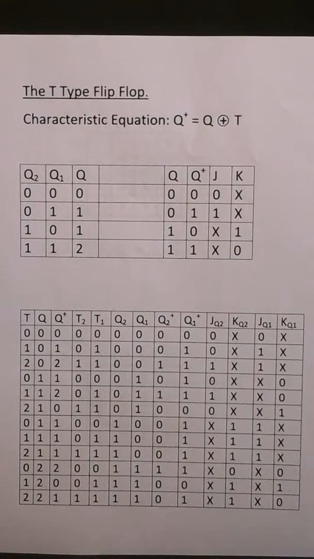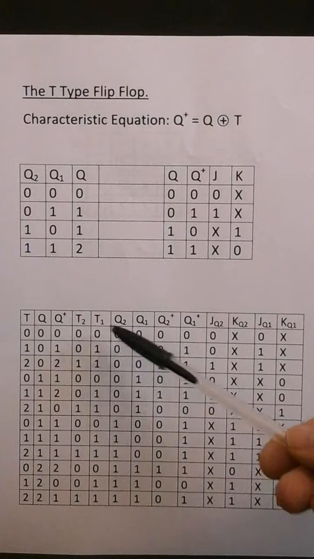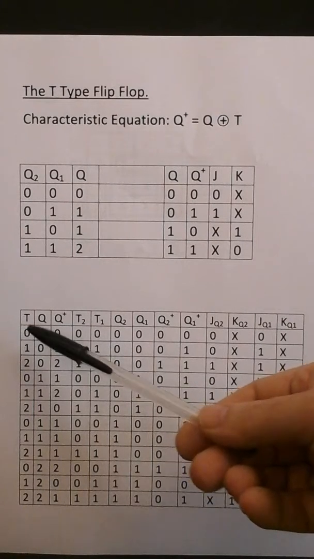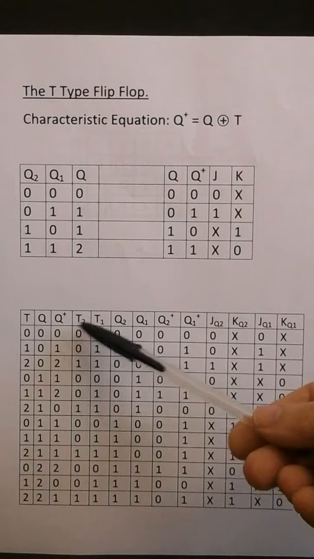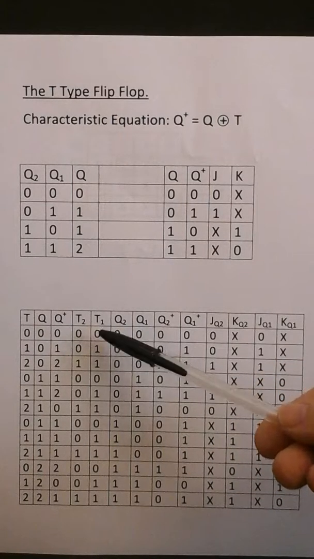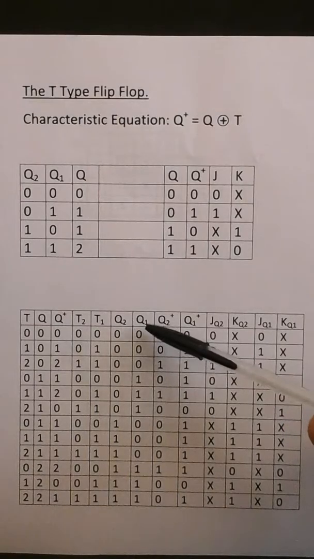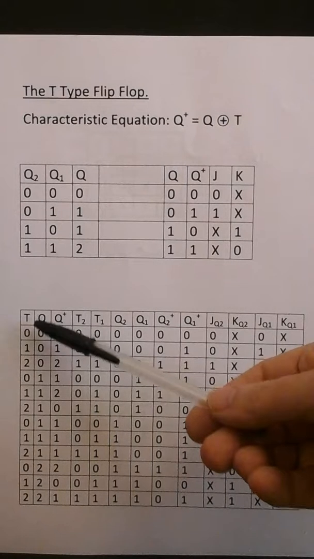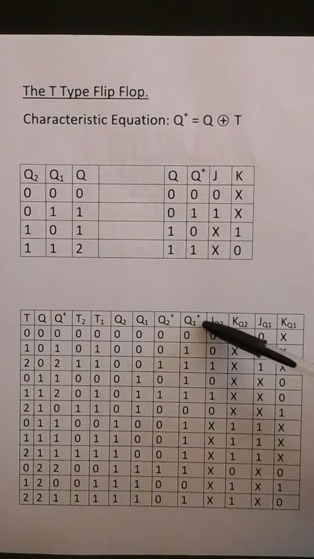Now I'm going to implement the ternary T-type flip-flop with two binary JK flip-flops, hence the excitation table for the binary JK flip-flop, and the coding of the ternary variables T, Q and Q plus are here. T2 and T1 are the binary codings for T, Q2 and Q1 are the binary codings for Q, and Q2 plus and Q1 plus are binary codings for Q plus.